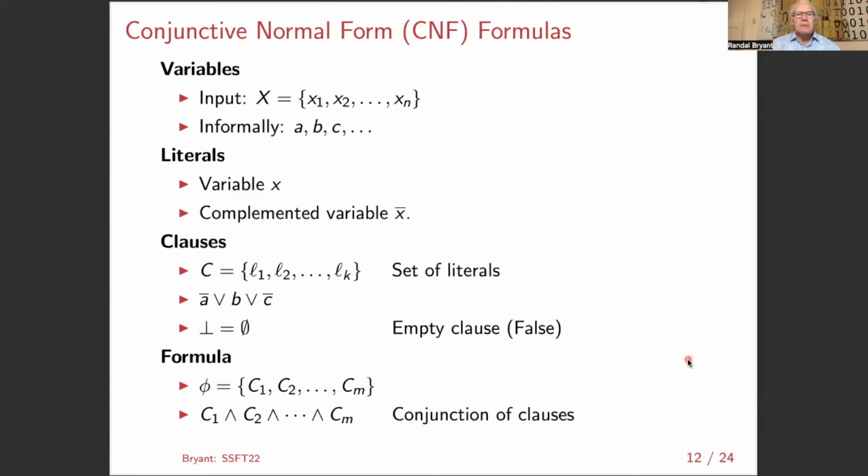So a clause is then a disjunction of literals, or a set of literals. And I'll write it in disjunctive form. A particularly important clause is one with no literals, the empty clause, and that cannot be satisfied at all. So if that's in a formula, or as we'll see, if that's generated by a proof, that's an indication that the formula is unsatisfiable. Finally, a formula itself is just a conjunction of clauses, and I'll write that as a set of conjunctions.